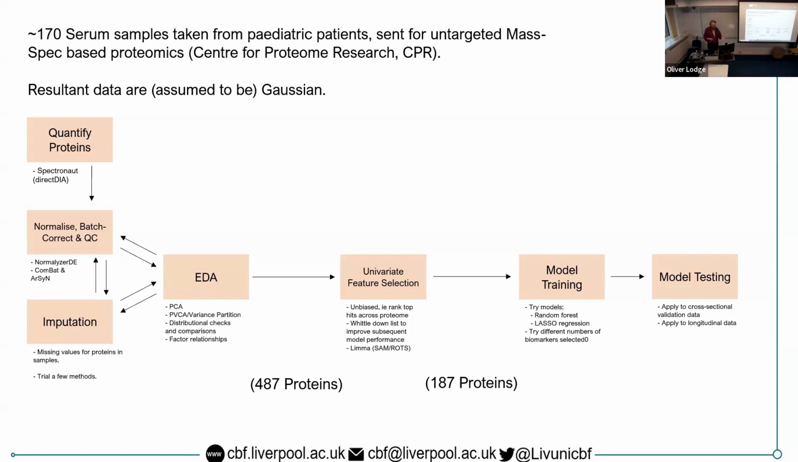The resultant data can be assumed to be Gaussian, normally distributed. You take your raw data, process and quantify it, so that's getting your features and your abundances. You then do various quality controls, so normalization to try and control for sample-to-sample variability, and various quality control metrics. You tend to have to do imputation with this method, so I'll be quite short on this because it's a whole other topic, but it is the idea of missing values.